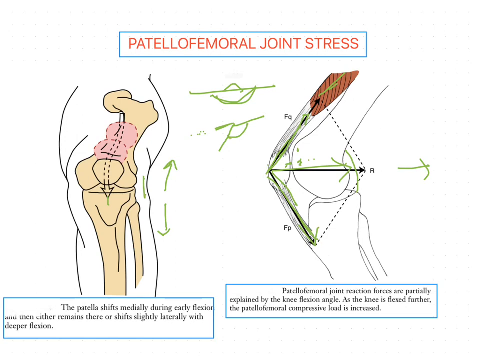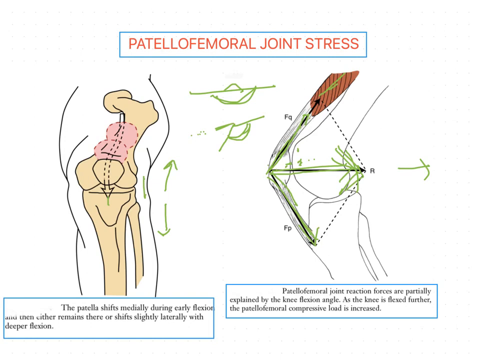So the knee angle is going to decrease. So that means what happens? If the knee angle decreases, the joint reaction force is going to increase, and what is going to happen if the joint reaction force increases? It increases the compressive forces. This increased compression occurs whether the muscle is active or passive.